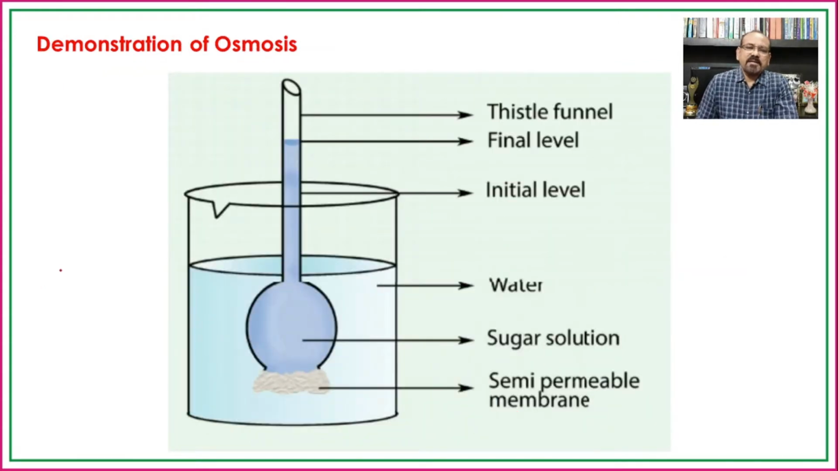This is another experiment, the demonstration of osmosis with the help of the thistle funnel. So here the thistle funnel is taken again, which is filled with the sugar solution. This is again exactly similar to that of the osmoscope. Instead of the osmoscope, we have taken here the thistle funnel. This is the initial level of the sugar solution, and at the bottom the thistle funnel is tied with the semi-permeable membrane, that is by means of either goat bladder or even the egg membrane.